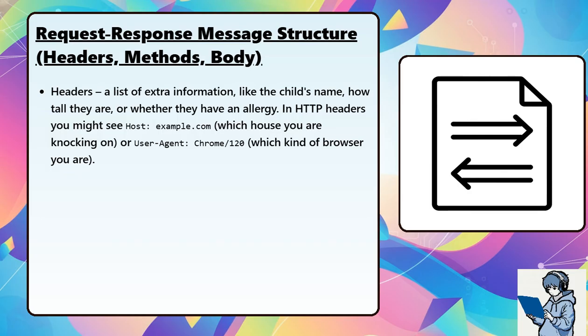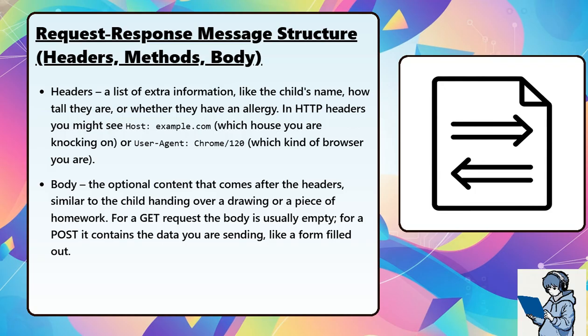Headers, a list of extra information like the child's name, how tall they are, or whether they have an allergy. In HTTP headers you might see Host: example.com, which house you are knocking on, or User-Agent: Chrome/120, which kind of browser you are. Body, the optional content that comes after the headers, similar to the child handing over a drawing or a piece of homework. For a GET request, the body is usually empty. For a POST, it contains the data you are sending, like a form filled out.